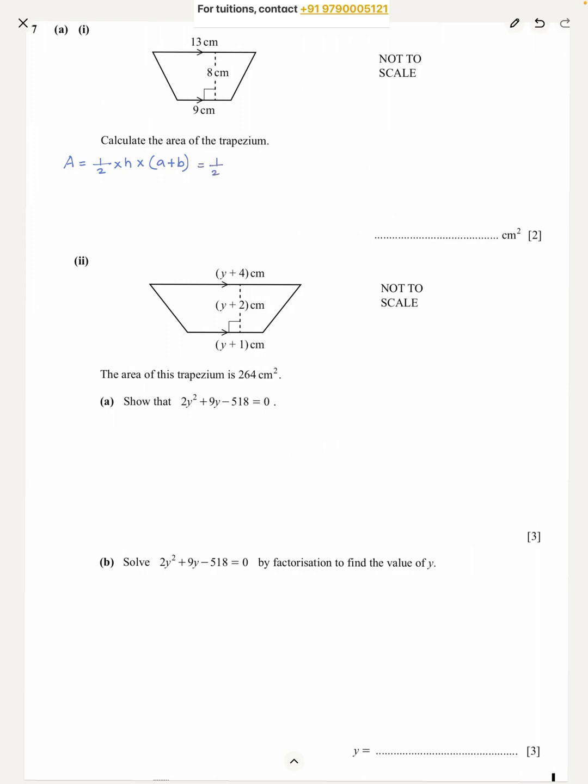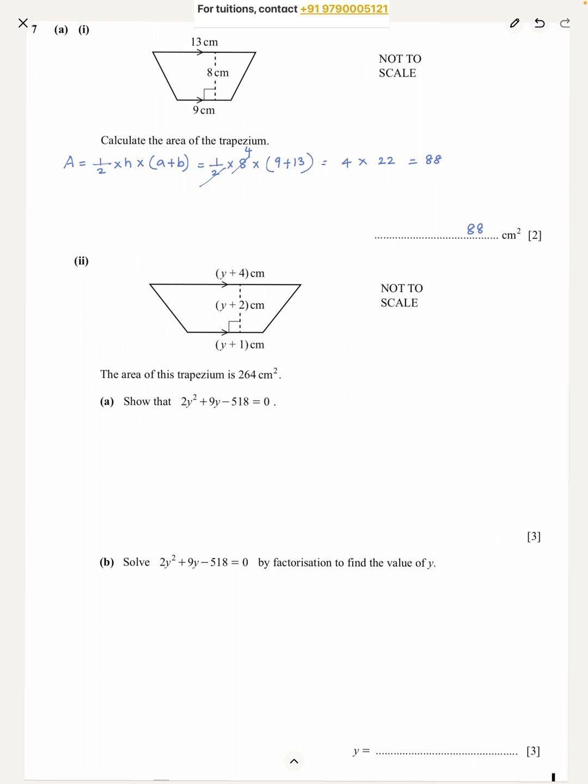So, half into 8 into 9 plus 13, 4 into 22, which is 88. So, the answer is 88 centimeters square. Then subdivision 2.